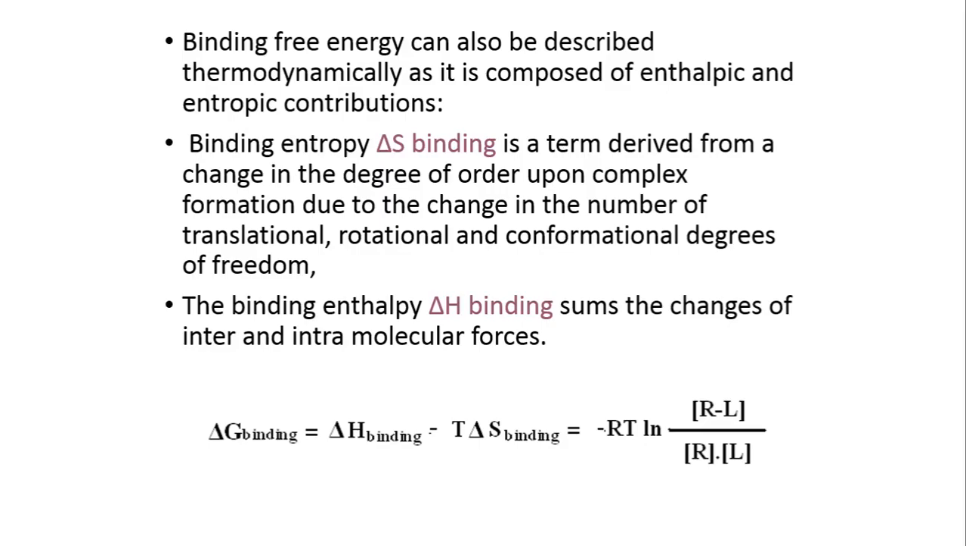Okay, so this delta G binding can also be figured out using the equation delta G binding equals delta H minus T delta S. This is the famous equation. You being chemistry people, you might already be aware of it. In this equation, the binding entropy delta S is the term derived from the change in degree of order upon complex formation due to change in number of translational, rotational and conformational degrees of freedom.